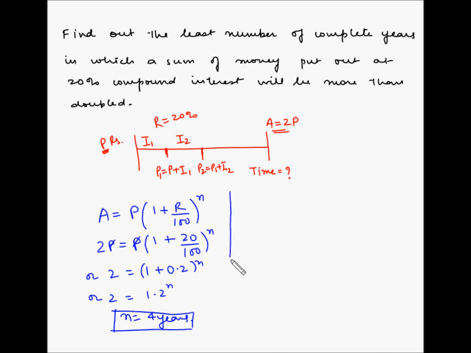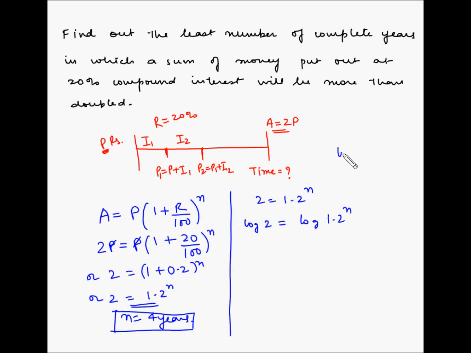Now let's try to solve this using a different method. So we have this equation, 2 is equal to 1.2 to the power n. So previously we have seen the hit and trial method. Now let's try to use logs. So log of 2 is equal to log of 1.2 raised to power n. Now we know that log x to the power a is equal to a log x. So using this formula, log 2 is equal to n log 1.2.